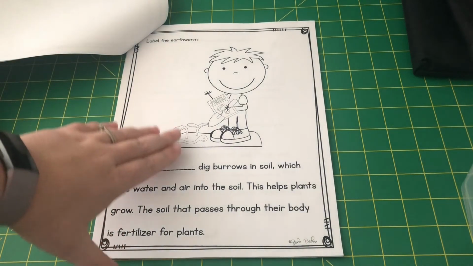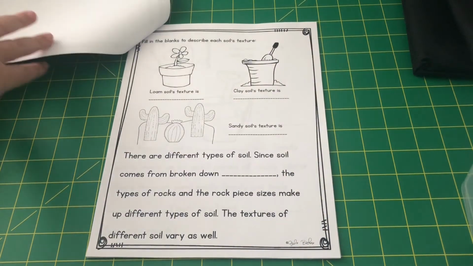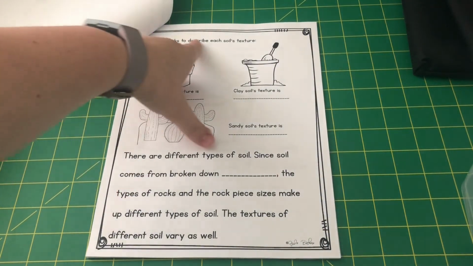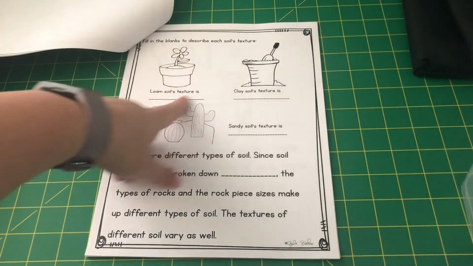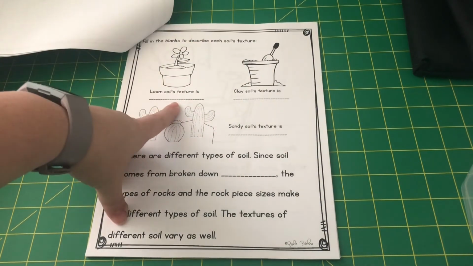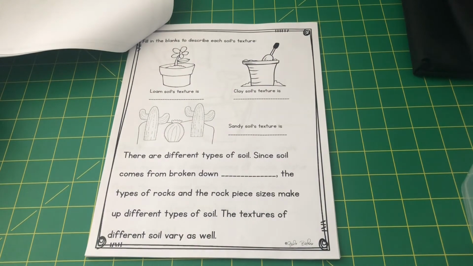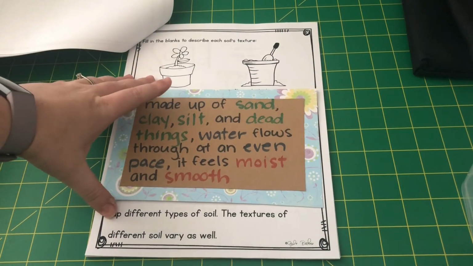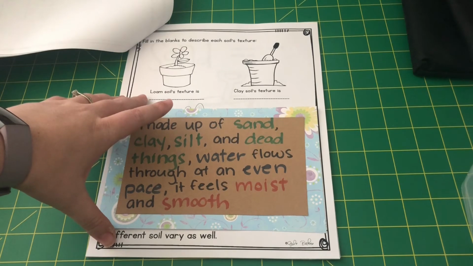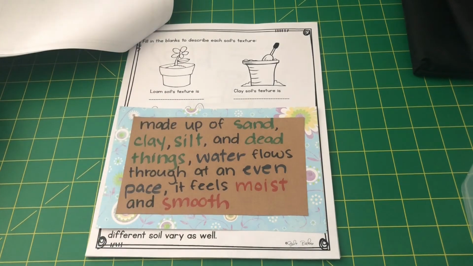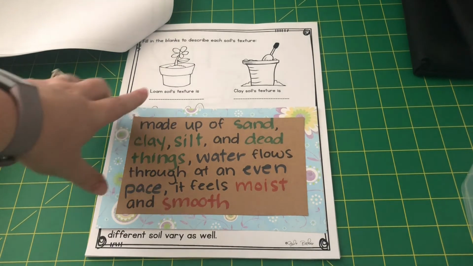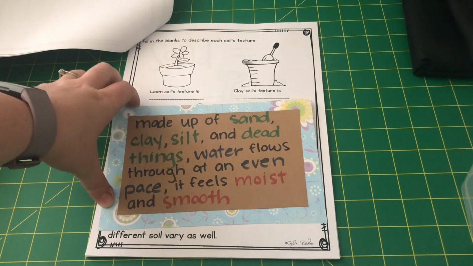And then we're going to turn 1 more page, and it should look like this. And you're going to fill in the blanks to describe each soil's texture. So it says loam soil texture is blank. So how does loam soil feel? And this is the card. If you need a refresher, you can read through that. It says, made up of sand, clay, silt, and dead things. Water flows through at an even pace. It feels moist and smooth. So, how does loam soil feel? Go ahead and write that in.